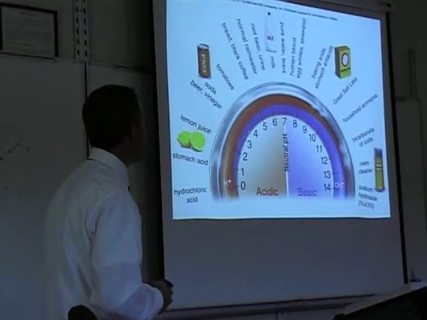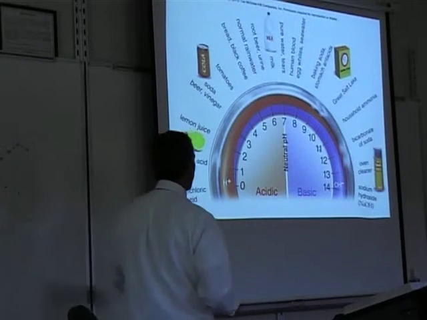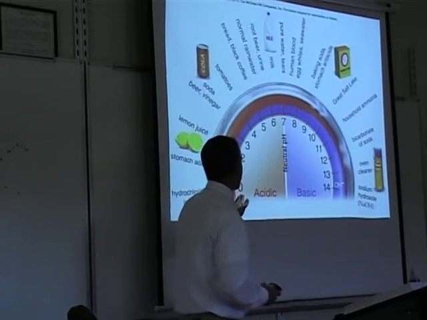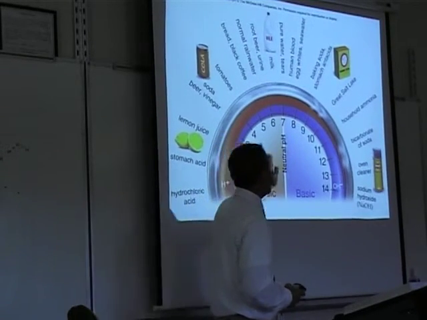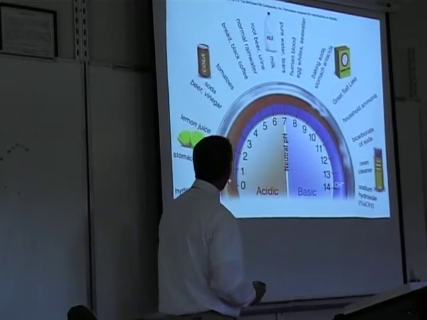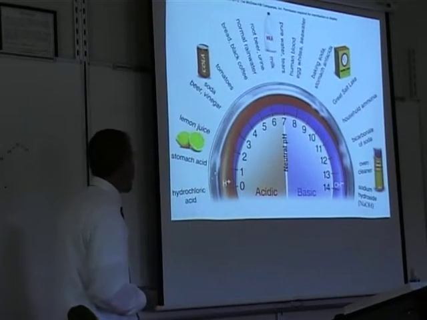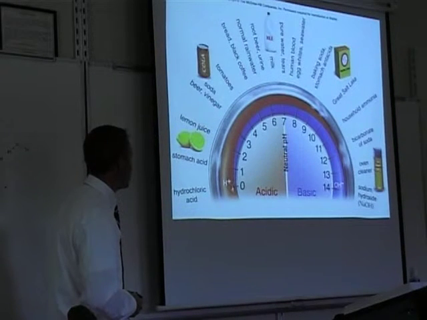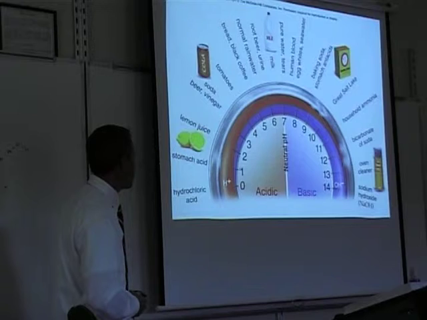So here's the pH scale that you need to know. It goes from 0 to 14. Anything below 7 is acidic. Anything above 7 is basic. And you can see just some sample things. Hydrochloric acid is a very strong acid. You might have used that in the chemistry lab. Look, stomach acid has a pH of 1.